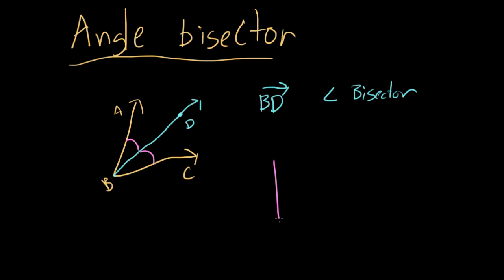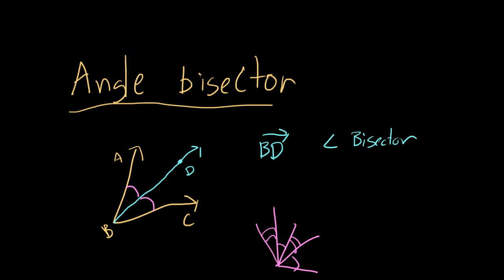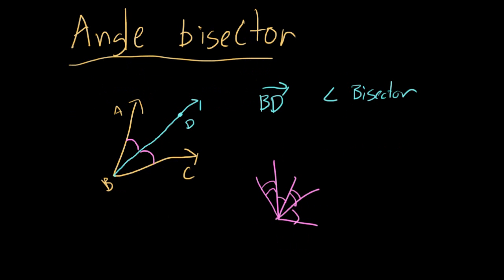If there are several angles, this means those 2 are the same. This means the other 2 are the same. So that's pretty easy. Just wanted to mention it. So angle bisectors and midpoints are really easy. You just have to remember that it makes each part the same.